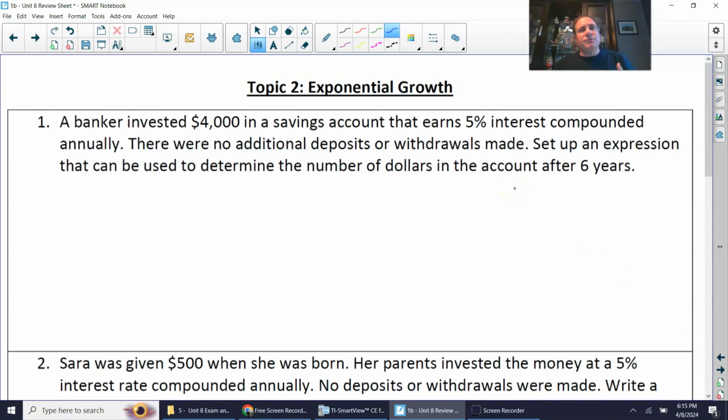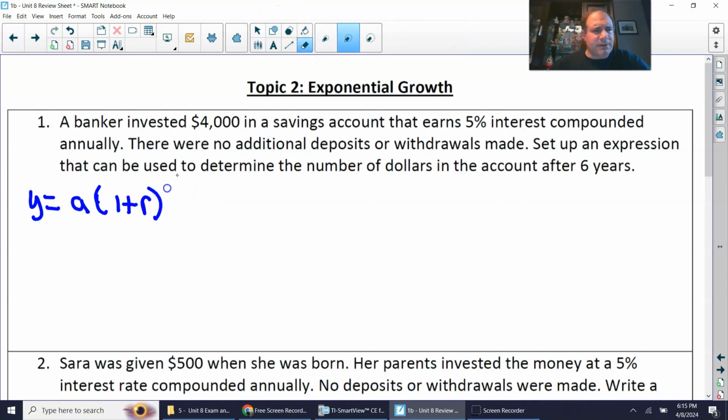For topic number 2, we have exponential growth. And exponential growth, very, very easy. Just remember, it is y equals a times 1 plus r, and you could either put x or t. x is the time, t, time. Actually, I'm just going to change it to time because that's what it is.